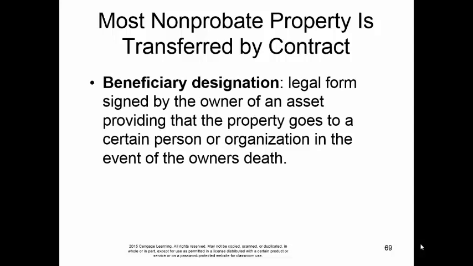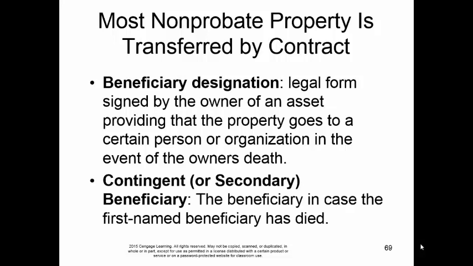The beneficiary designation is a legal form signed by the owner of the asset. It provides that the property goes to that person or organization at the time of or upon the owner's death. You can also designate contingent or secondary beneficiaries. These beneficiaries would receive the asset in the event that the primary beneficiary has died or no longer exists.